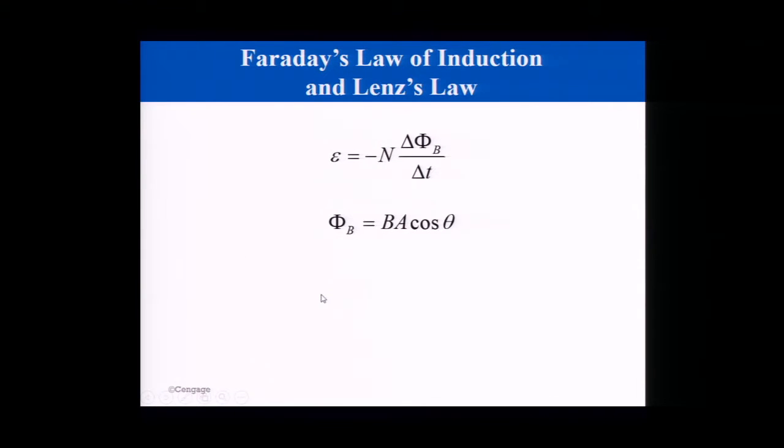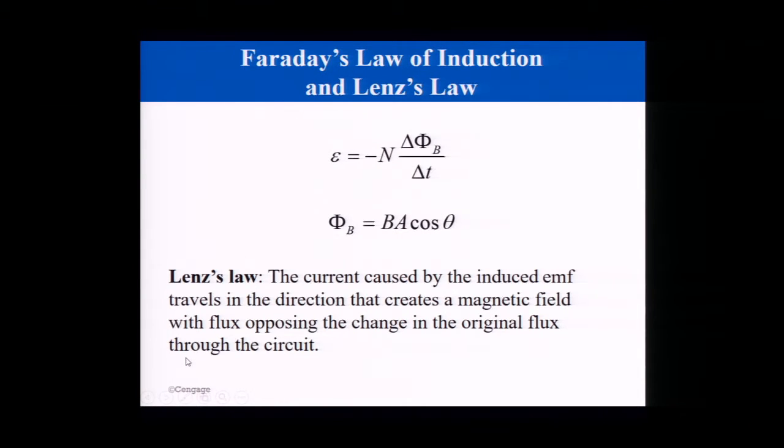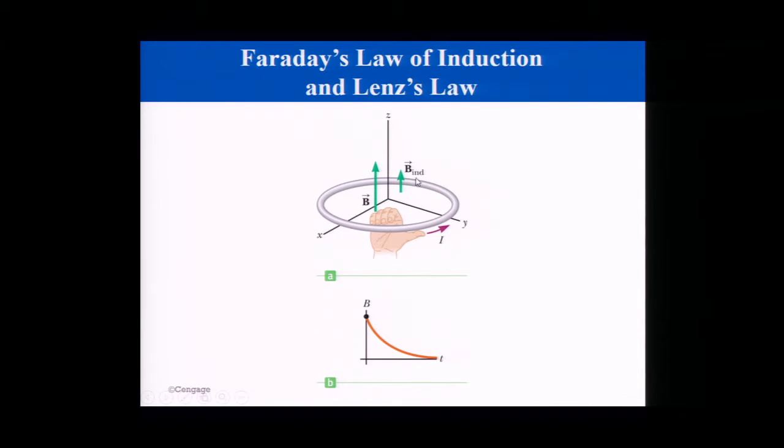So we got our flux. And so Lenz's law says the current caused by the induced EMF travels in the direction that creates a magnetic field with a flux opposing the change in the original flux through the loop. It's kind of complicated, but you have to sit through and think about it. You'll see that opposing portion of it, as you're trying to figure out which direction the current is going. So we want to look at that Lenz's law. But this is the key part right here, is I also get a change in time.